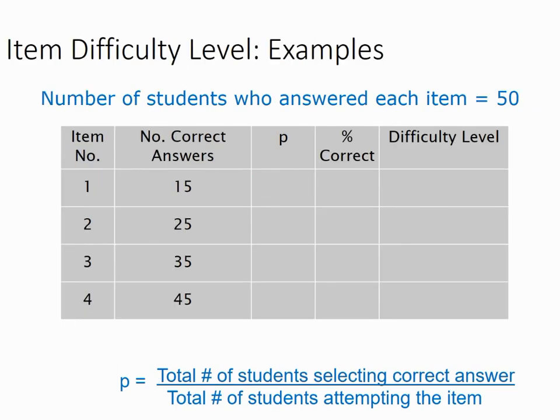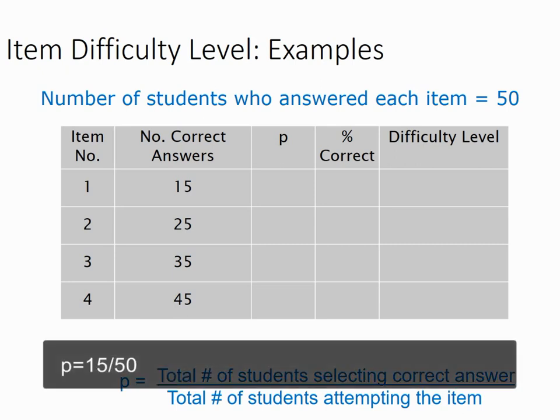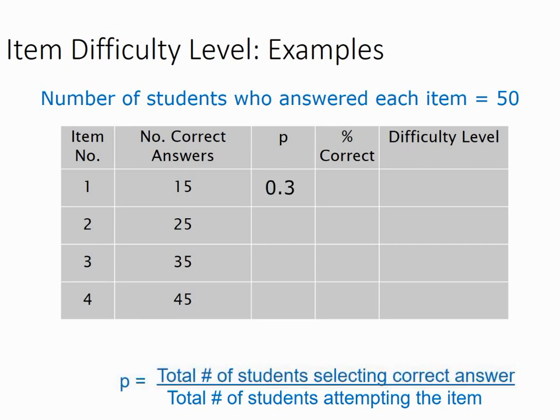Now that you know how to calculate item difficulty, let's practice this. If we have a class of 50 students and only 15 answer the item correctly, what's our P? Take a moment to perform the calculation. The answer is 0.3, or 30% completed the item correctly. What difficulty level would you assign to this? Remember that a low score in difficulty means it was a hard test item. So this is a highly difficult item. I encourage you to pause the video and work out the other items.